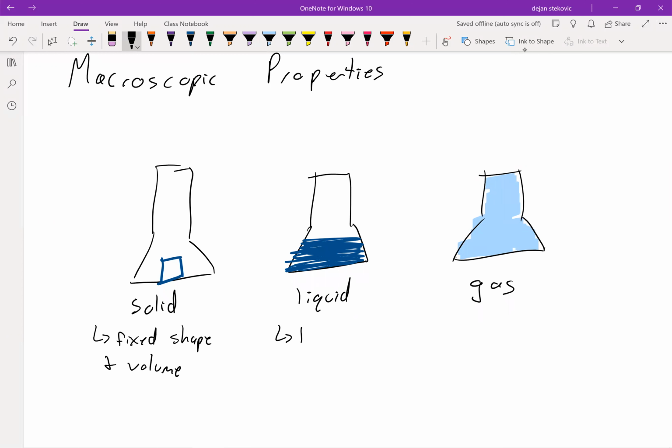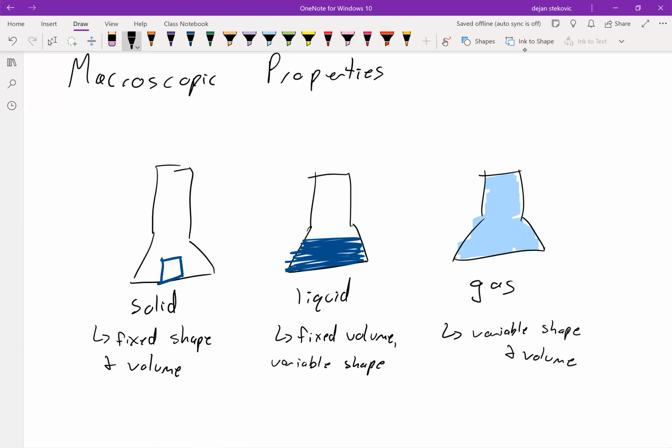Liquids have a fixed volume, right? Just because we have a bigger container doesn't mean that the liquid's going to use up more room. It's still only going to be able to take up as much room as we have in terms of the liquid, but it's got a variable shape, right? It's going to take up the shape of the container. And then finally, with a gas, we have both a variable shape and volume. The gas will take both the shape of the container and it'll take up the entire volume of the container. You give it a bigger container, it's going to occupy more room. You give it a smaller container, it's going to occupy less room, right?